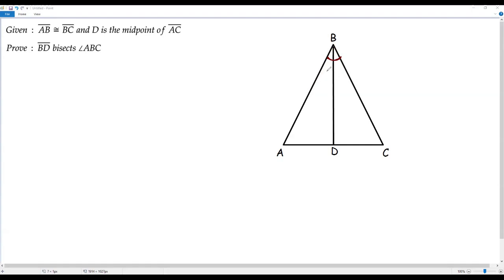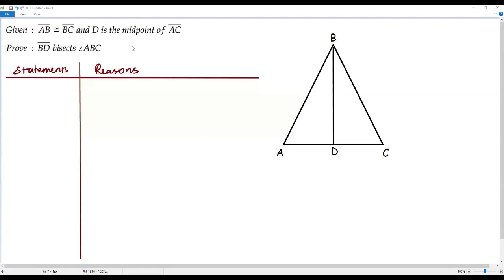That is, we have to prove the interior angle measure over here and the interior angle measure over here must be equal. Okay, so I'm going to give a two column proof for this one. Now let me write the required stuff. Here we have two columns. In the first column, I'm going to write the statements, and in the second column, I'm going to write the reasons. Okay, so first what we have to do is consider the given information.